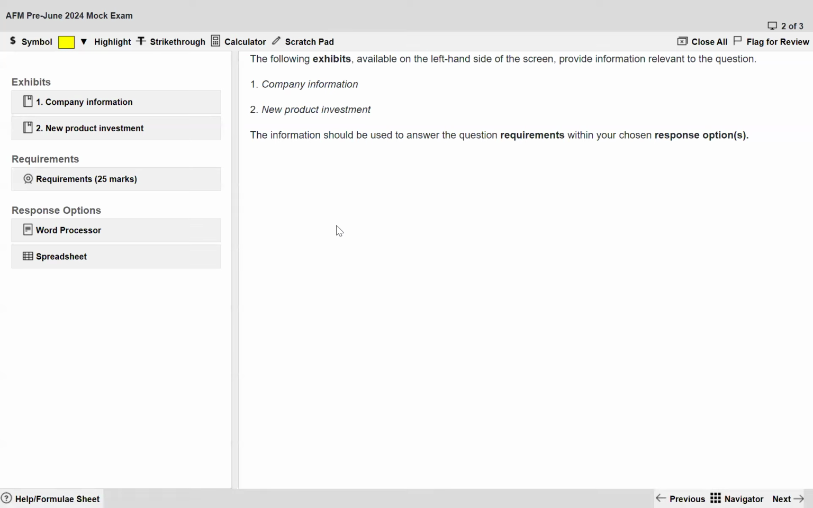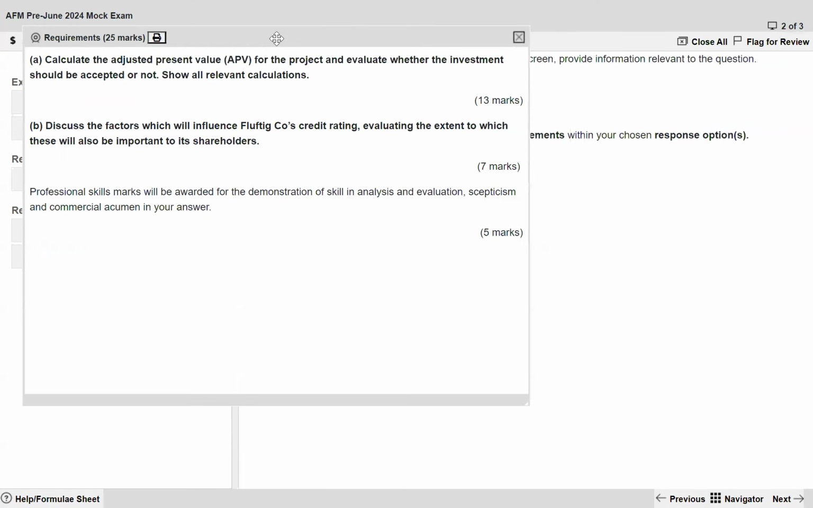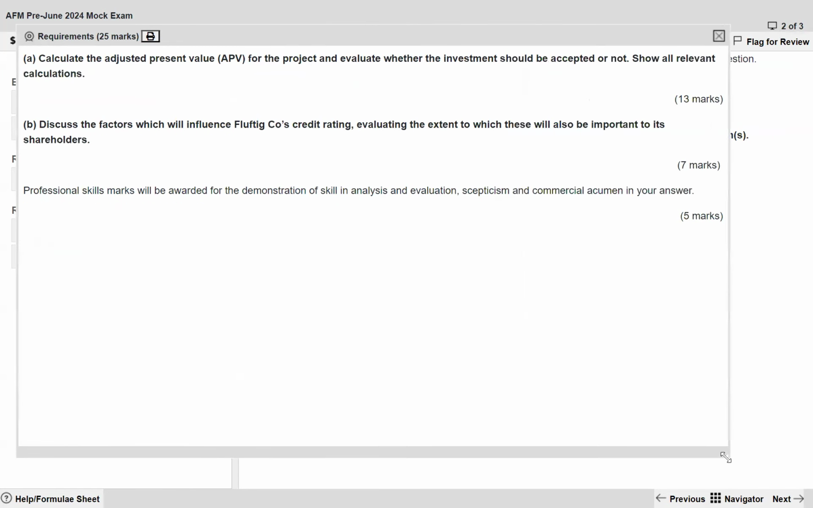So let us look at the other question in section B. And this question, when you look at the requirements, they're asking us to calculate the adjusted present value for the project and evaluate whether the investment should be accepted or not. And then discuss the factors which influence the credit rating of Flatfig, evaluating the extent to which this will also be important to the shareholders. So the first part of 13 marks is calculation, but of course, you are supposed to also evaluate whether the investment is accepted.